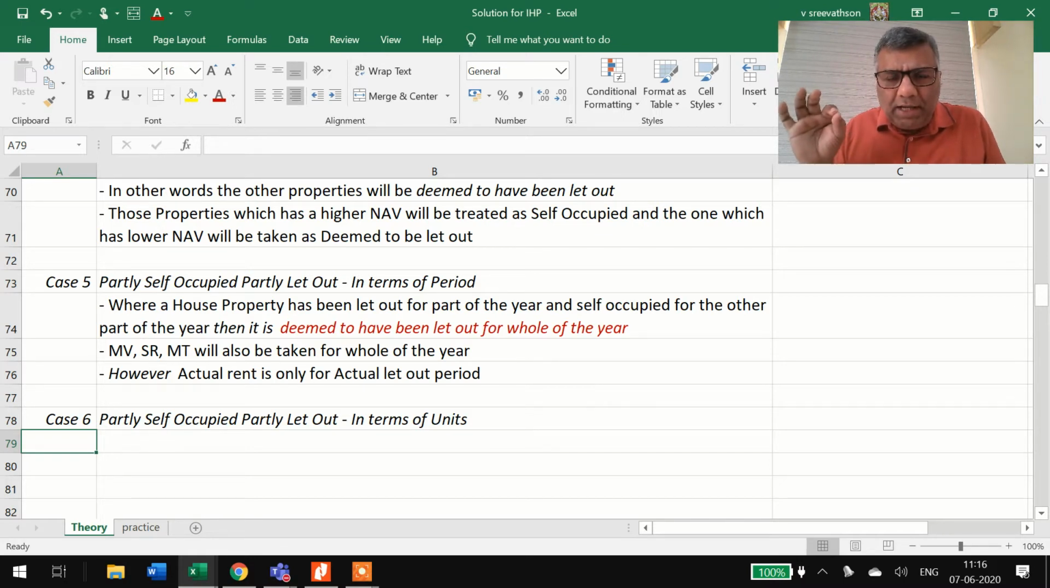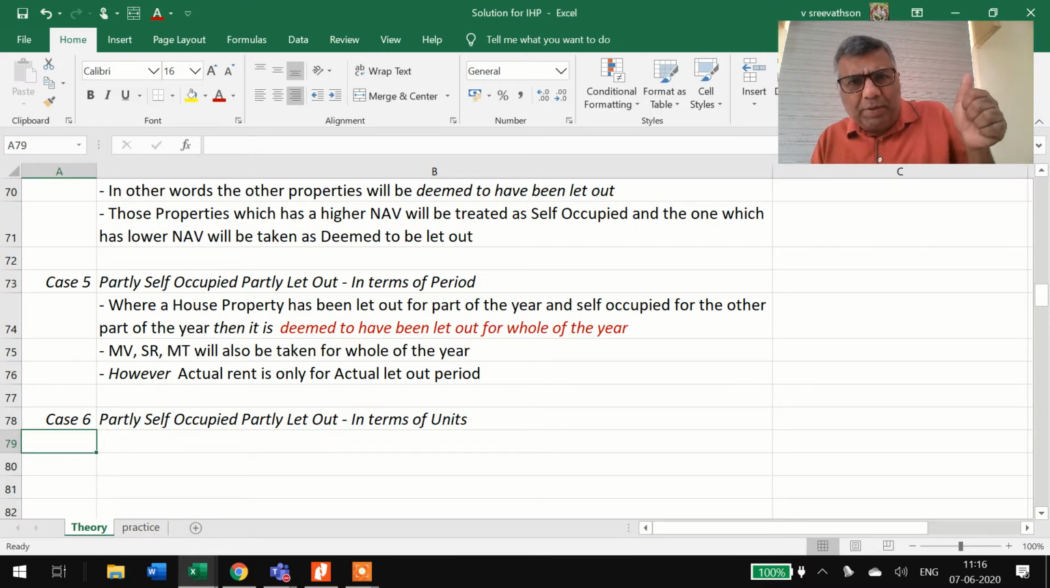Each unit will be treated as a separate house property. Benefit of self-occupation, where NAV is 0, is available for 2 units. Other units should be taken either as let out or deemed to be let out. And all these common aspects should be divided amongst the units based upon floor area.